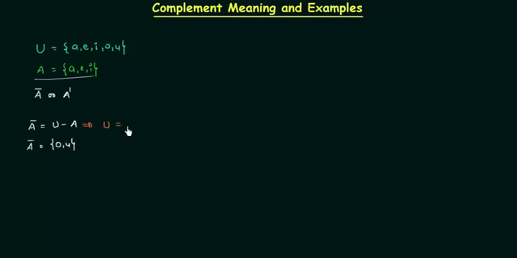U is equal to A plus A complement. Elements of A are A, E, I. Elements of A complement are O, U, and this is nothing but the universal set having the elements A, E, I, O, U. So the only thing that you have to keep in your mind is to involve the elements which are not present in this set when you are taking the complement.